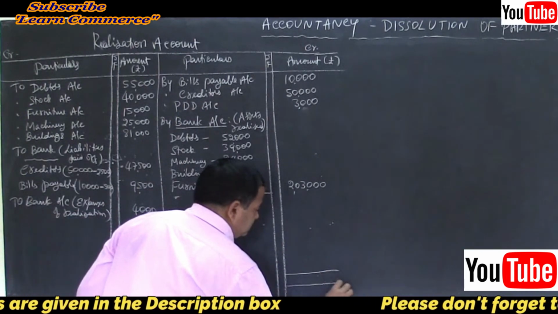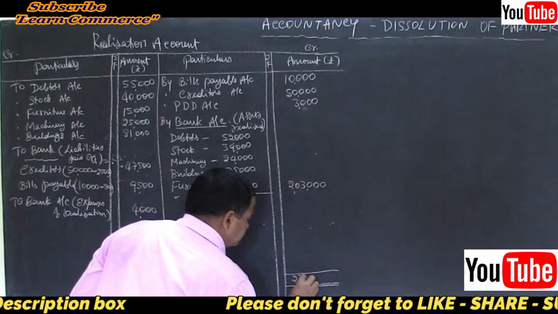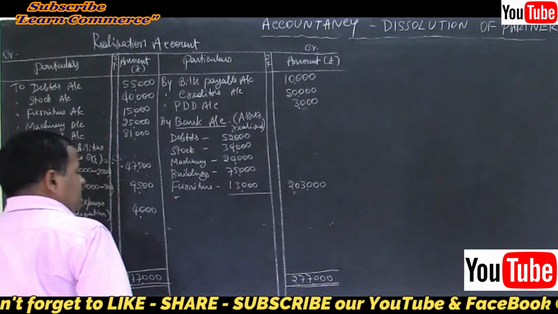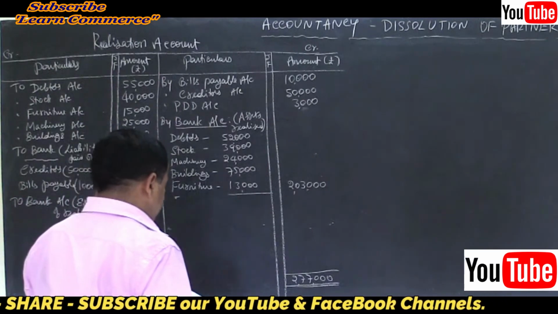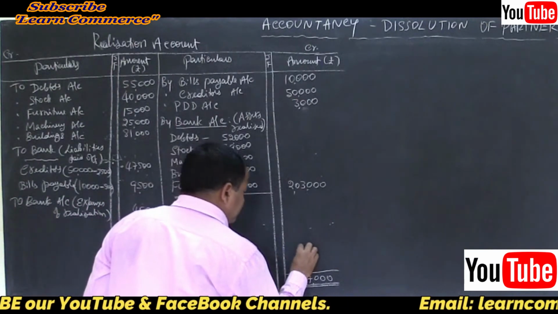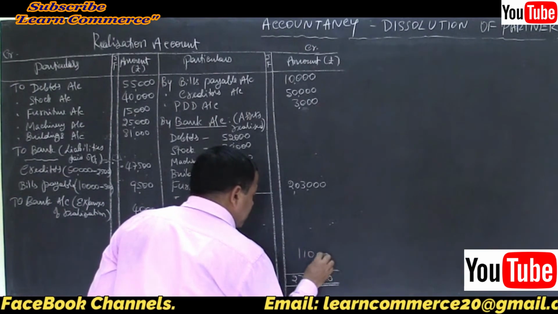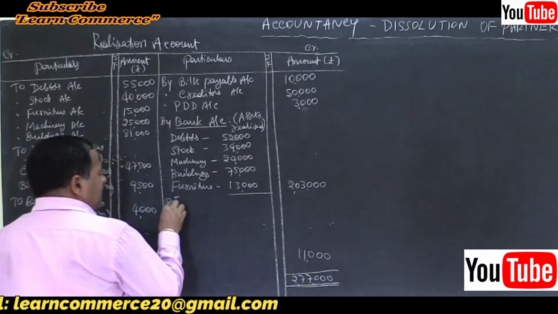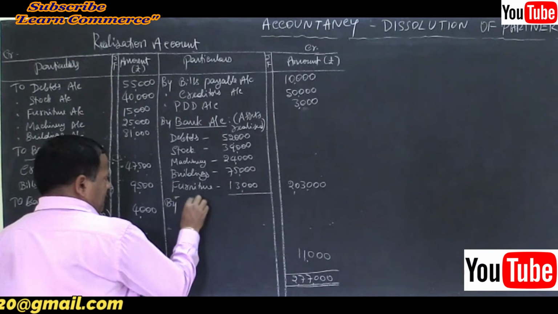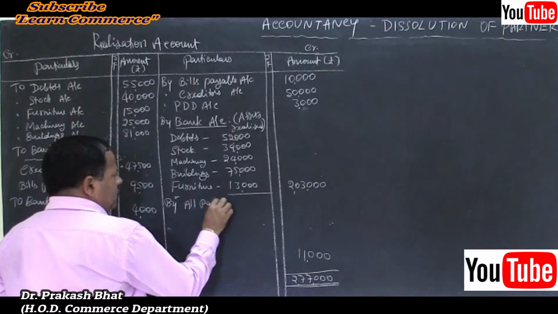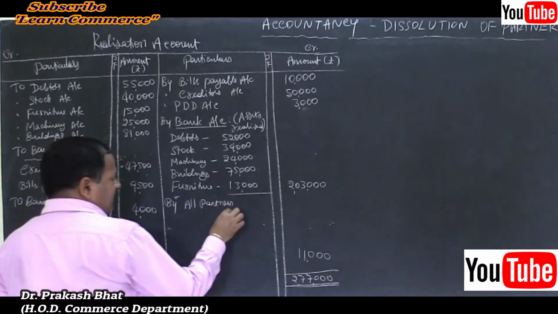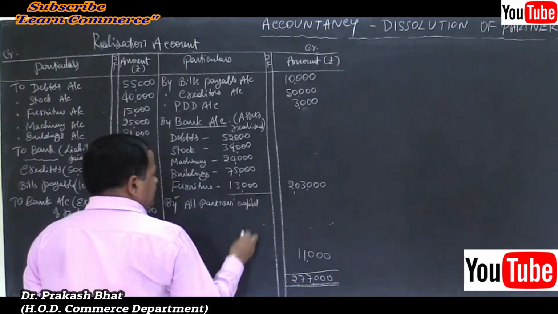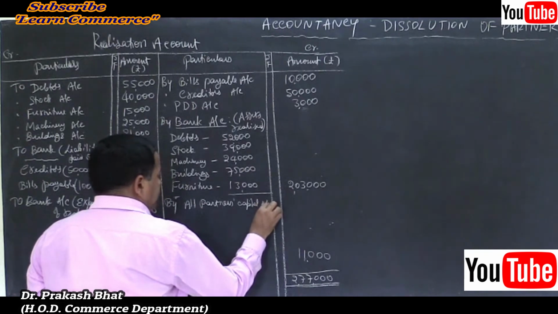2,77,000. Yes. What's the difference? 11,000 is the difference, correct? 11,000 is the difference. So transfer it to all partners capital account, because all were there in the business till the date of dissolution.